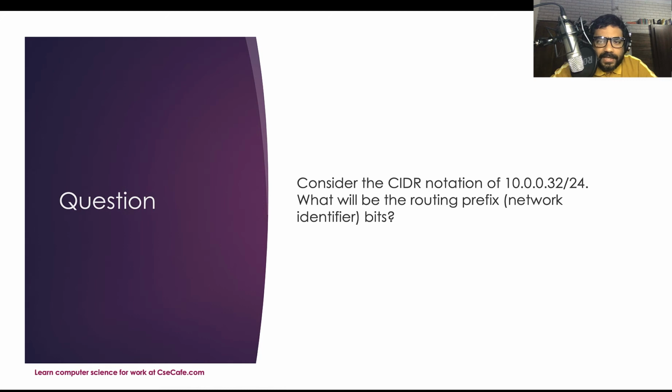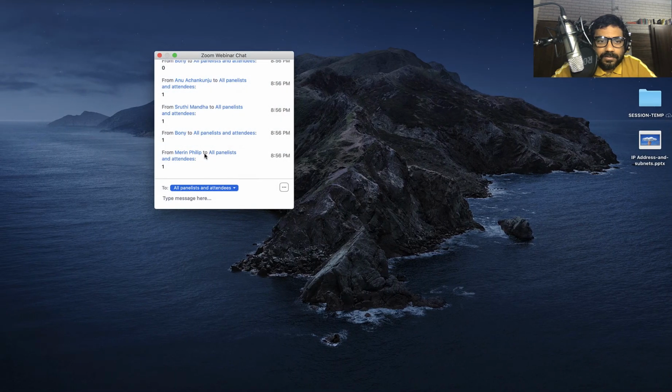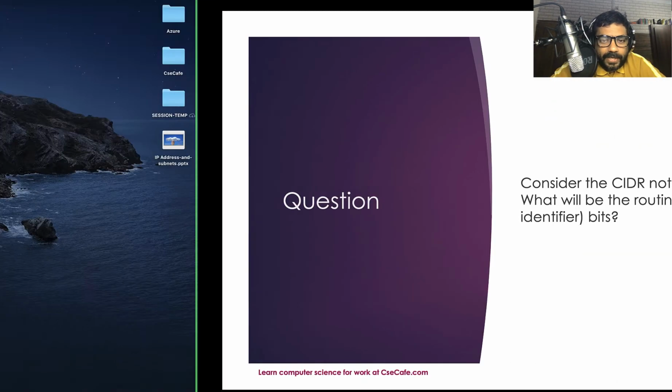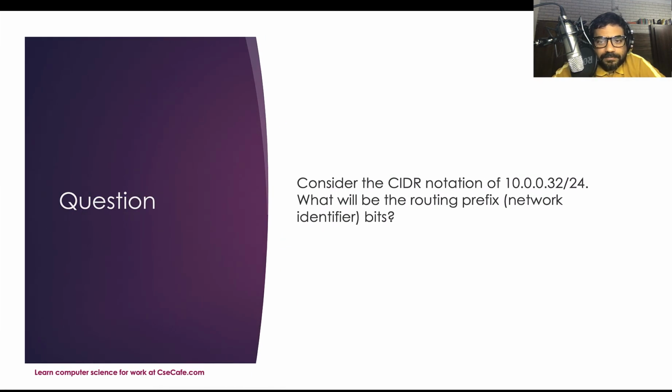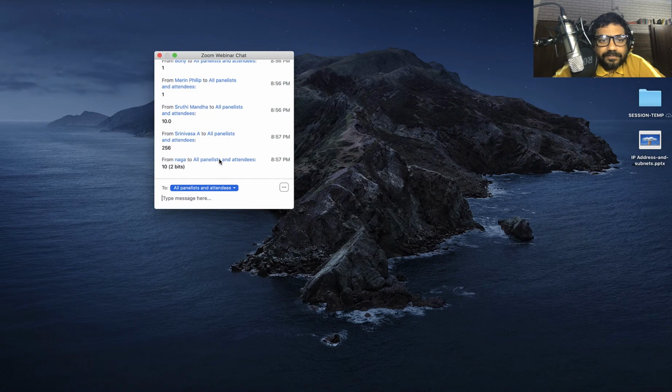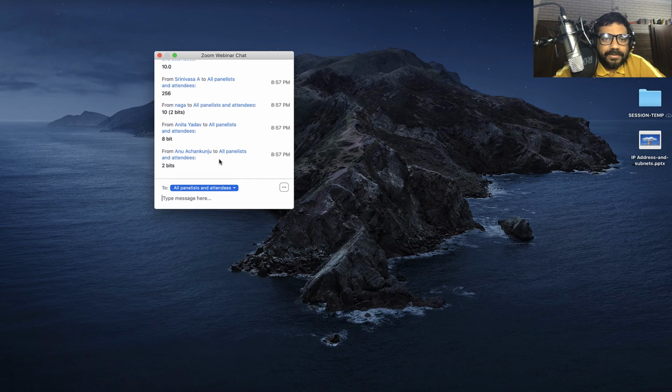Consider the CIDR notation of 10.0.0.32/24. What will be the routing prefix bits in this? Can you answer? It is asking for the bits, not the number.